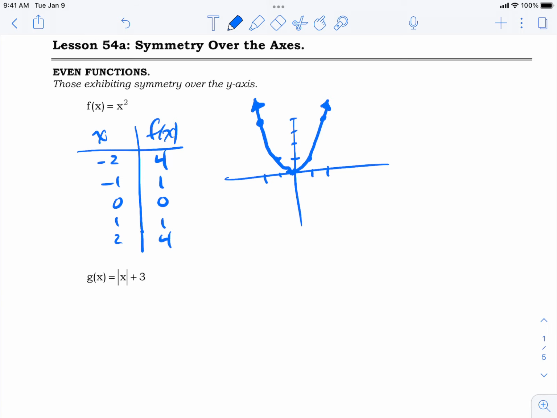So it's obvious from the graph. You say, yeah, there's like a mirror here. It's like the y-axis is a mirror. Every point over here has a reflection over here and vice versa. Okay, that's what we mean by an even function.